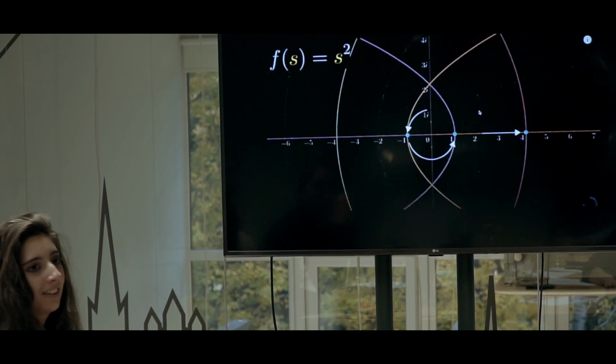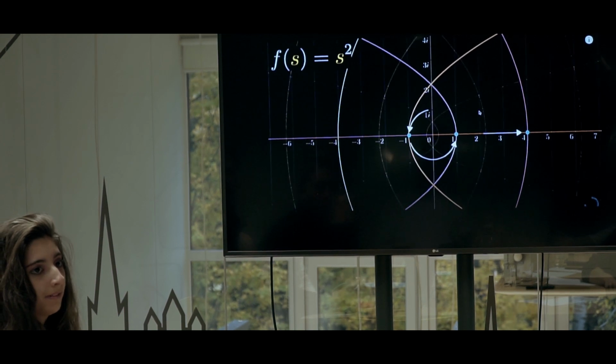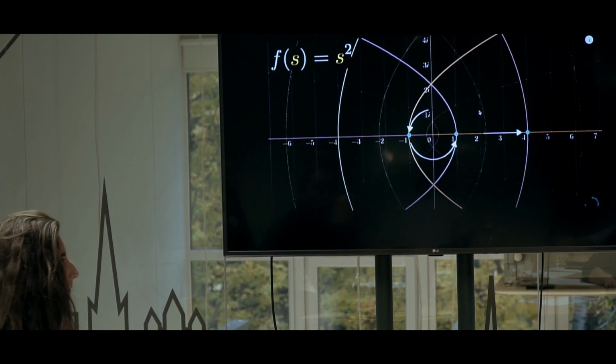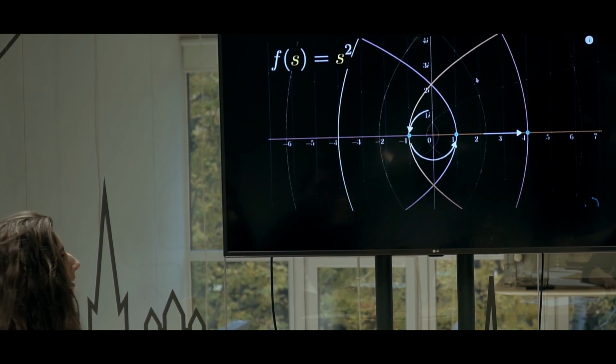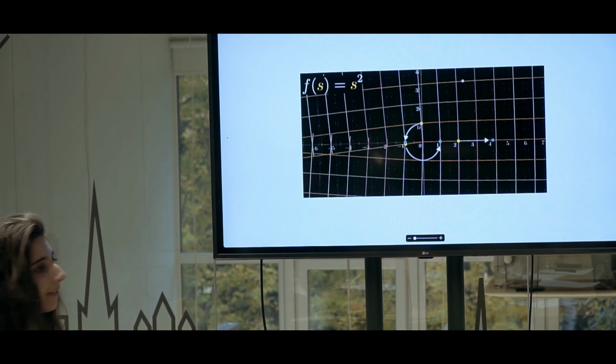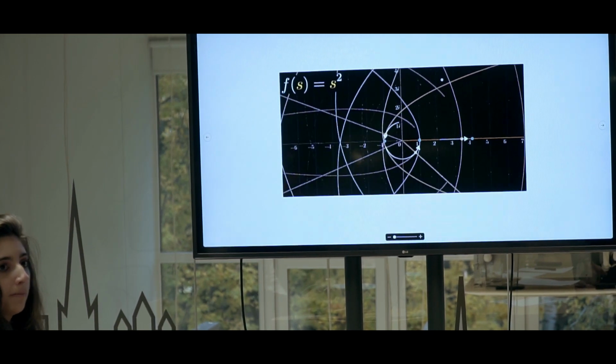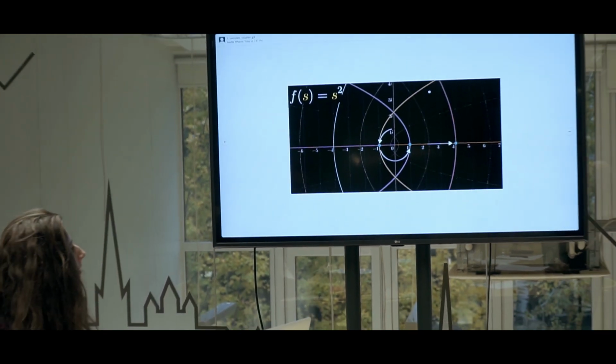Which kind of applications, for example? We'll get to it later, but some things are to do with encryption and that type of stuff. So a lot of computer science type applications. Electricity and physics as well. Yeah, electricity and physics, particle physics, various things.